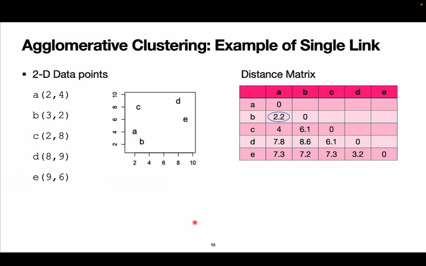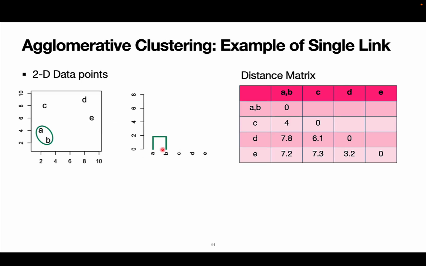Let's walk through an example to understand how agglomerative clustering works. We have 5 two-dimensional data points. Their pairwise distances are shown in a distance matrix. Searching through the matrix, we find that the smallest distance between any two data points is 2.2, which is between A and B. So we merge A and B into one cluster.